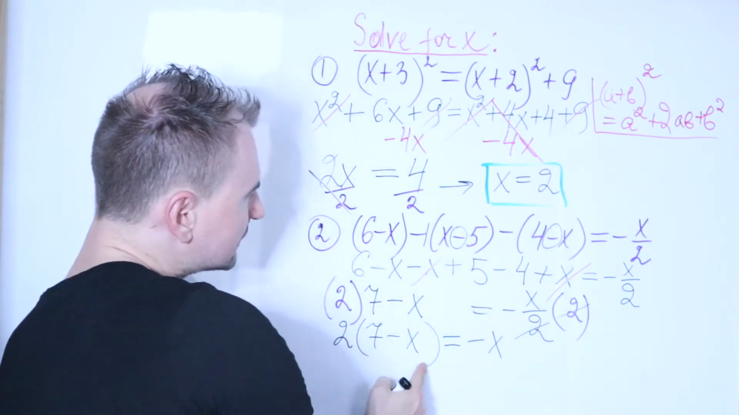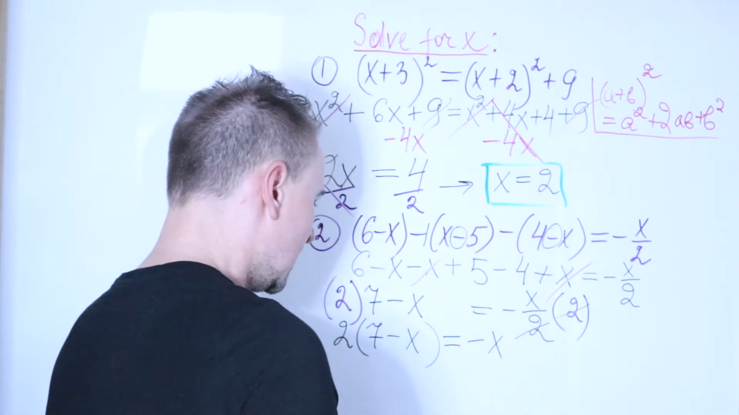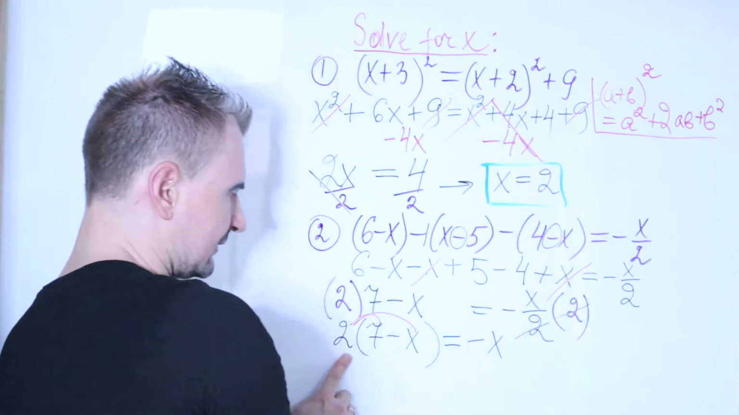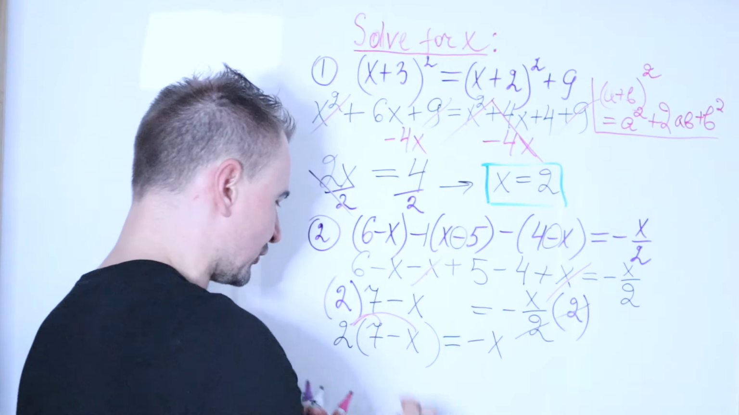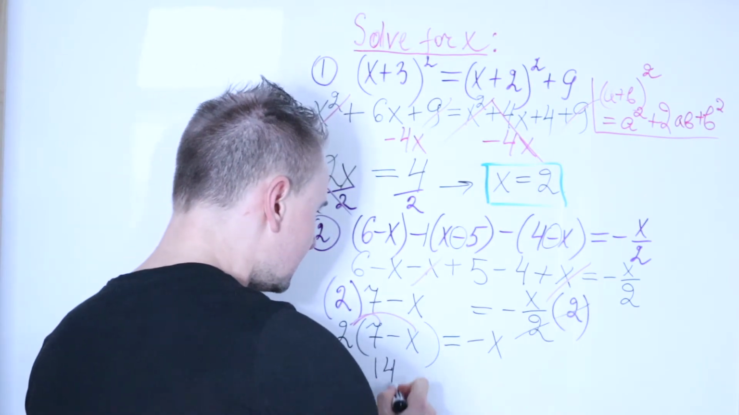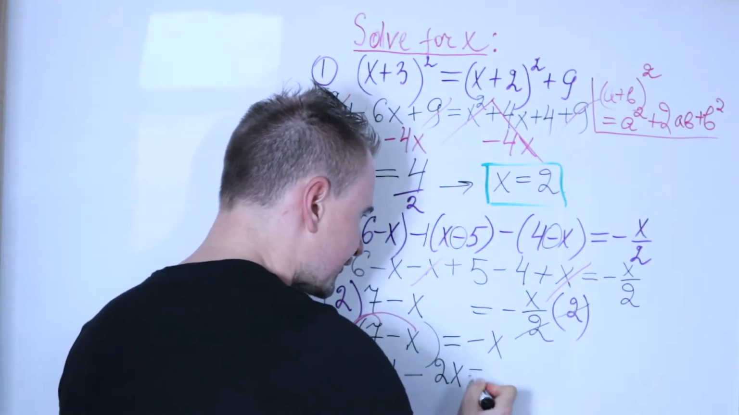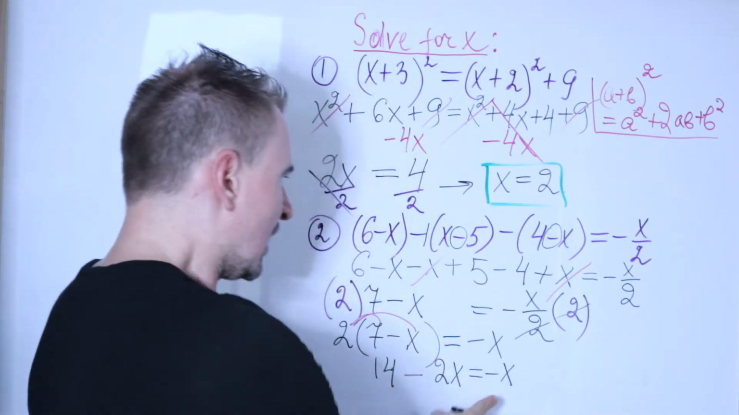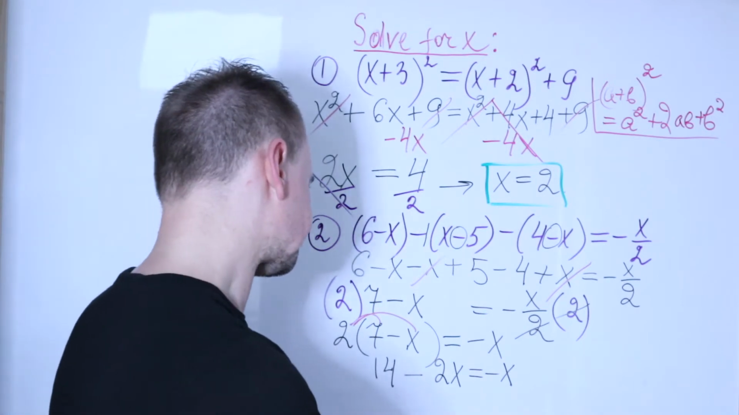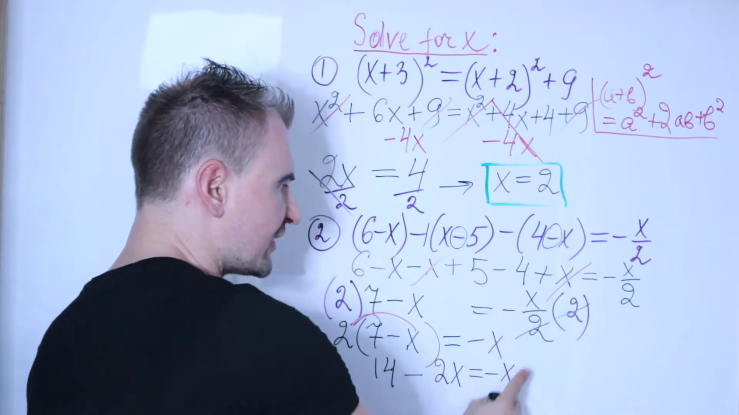So at this point, remove the parentheses, open this up. So 2 times 7 gives you, keep in mind that this 2 gets multiplied by both terms inside the parentheses. So 2 times 7 gives you 14, minus 2 times x gives you negative 2x, negative x. And finally, you want to bring, let's say, this negative 2x to the right side.